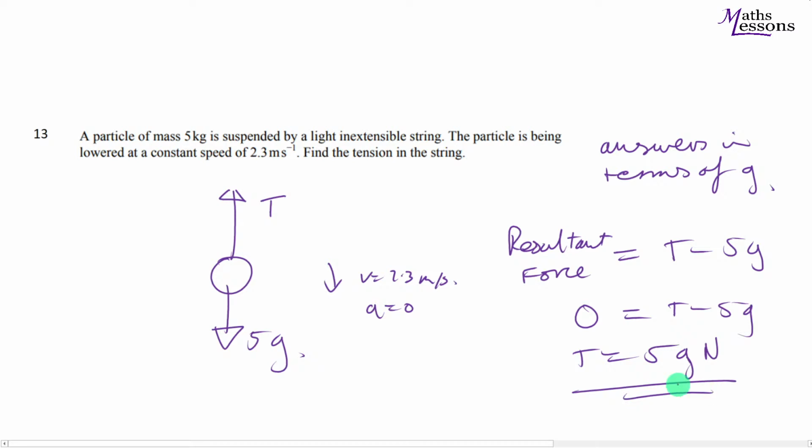Another way to do it when your resultant force is 0: if you know you're in equilibrium, then you can say all the forces going one way equal all the forces going in the opposite direction. That is the other way to do that question.